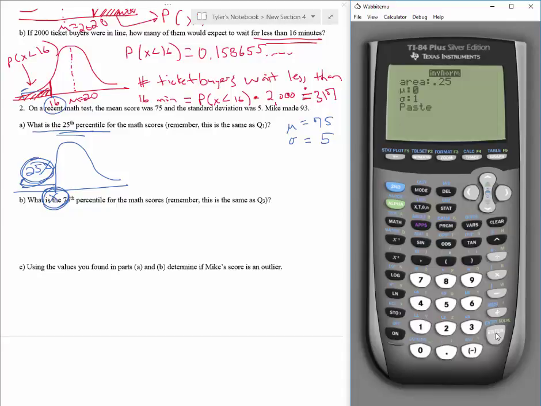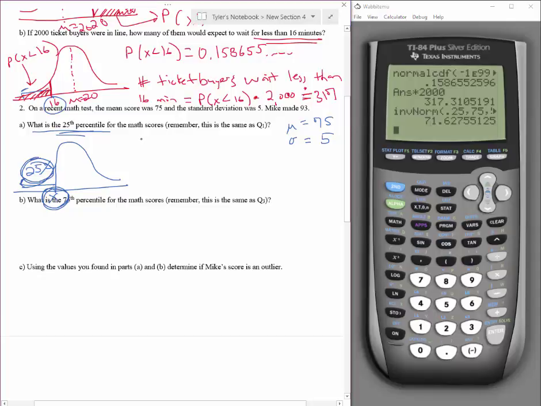My mean is 75. My standard deviation is 5. And if I hit paste, now I found this line in the sand, right? So x should be 71.627, right? Roughly 72.6, right?